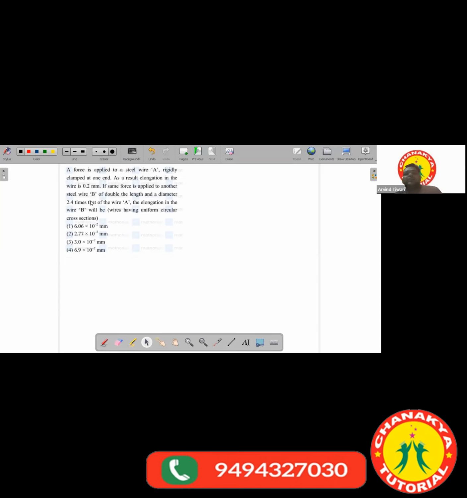As a result, elongation in the wire is 0.2 mm. If the same force is applied to another steel wire B of double the length and a diameter 2.4 times that of the wire A, the elongation in the wire B will be, that we have to find out. Okay. So what concept is to be utilized here? What do we think we can utilize here?